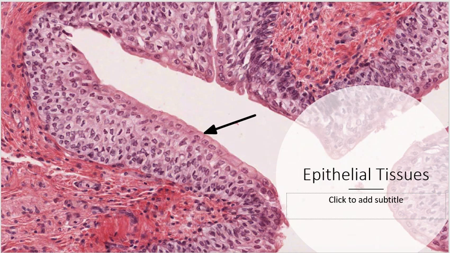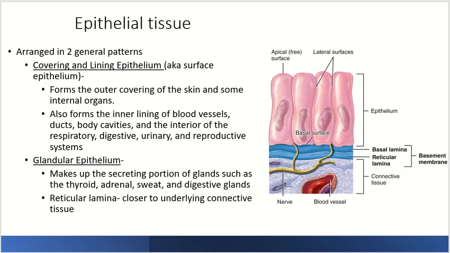So moving forward, we're going to start with our epithelial tissue. First of all, we're going to need to discuss some directional terms before we can talk about these tissues. So we're going to have two general patterns for arranging epithelial tissue.